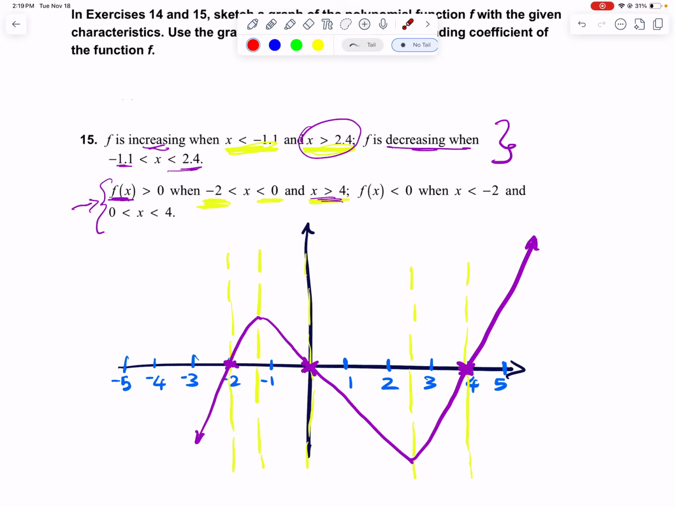Also, it should be higher than the x-axis when x is greater than 4. This is true. And it should be less than 0 when x is less than -2, and it is, and also between 0 and 4, and it is. All right, so that's how we sketch the graph.